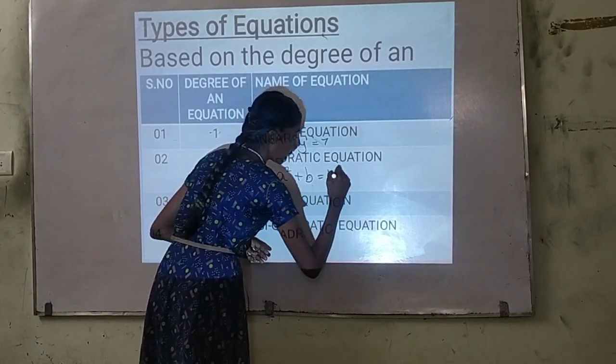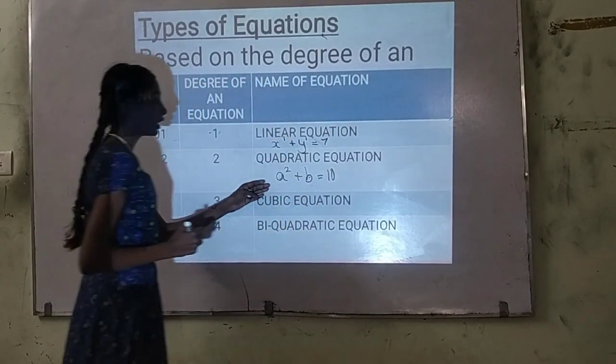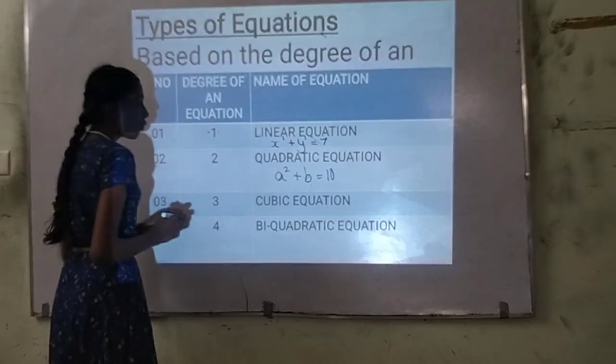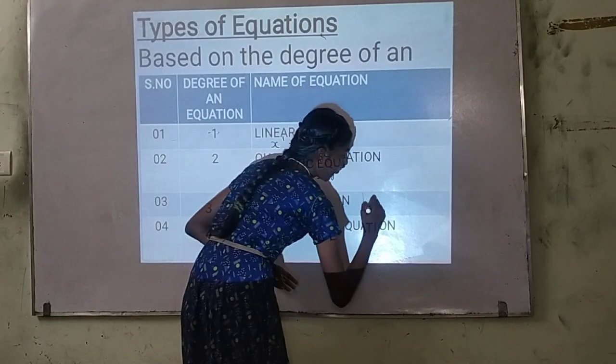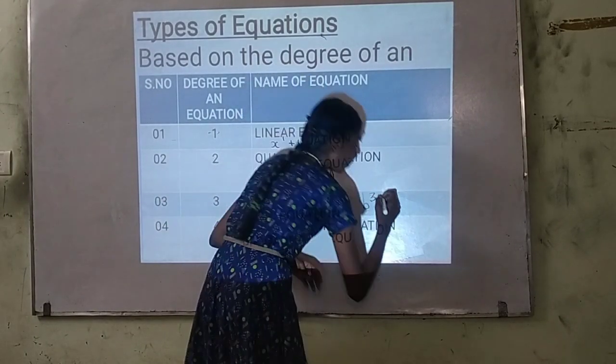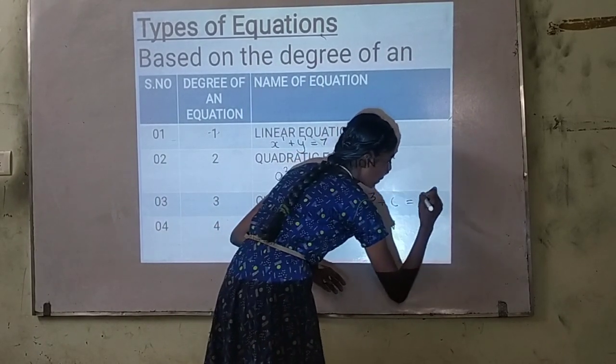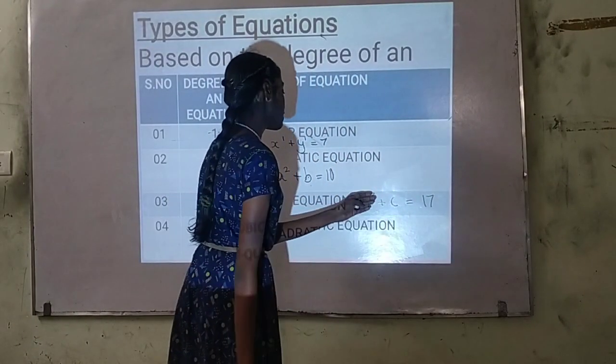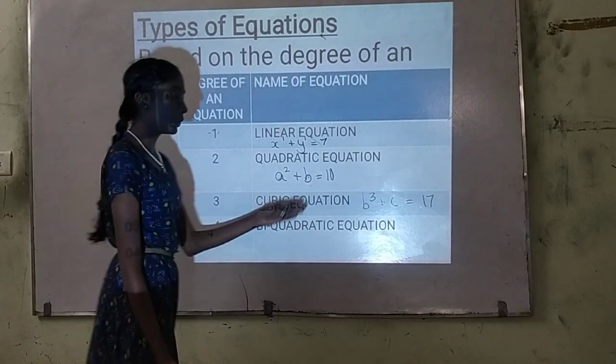b gives you 10. Here the highest power of the term is 2, so it is called a quadratic equation. What is a cubic equation? Let me take an example. b cubed plus c gives you 17. Here the highest degree of this equation is 3, so it is called a cubic equation.